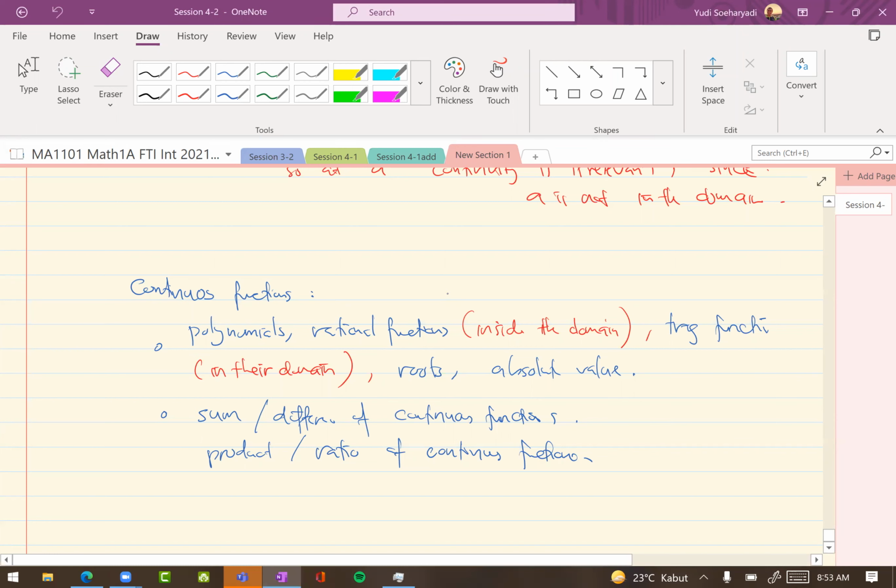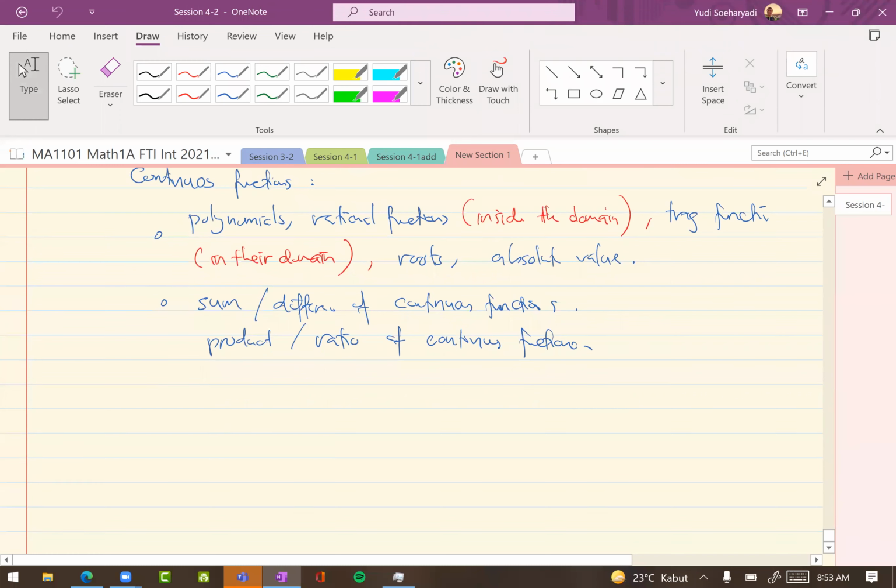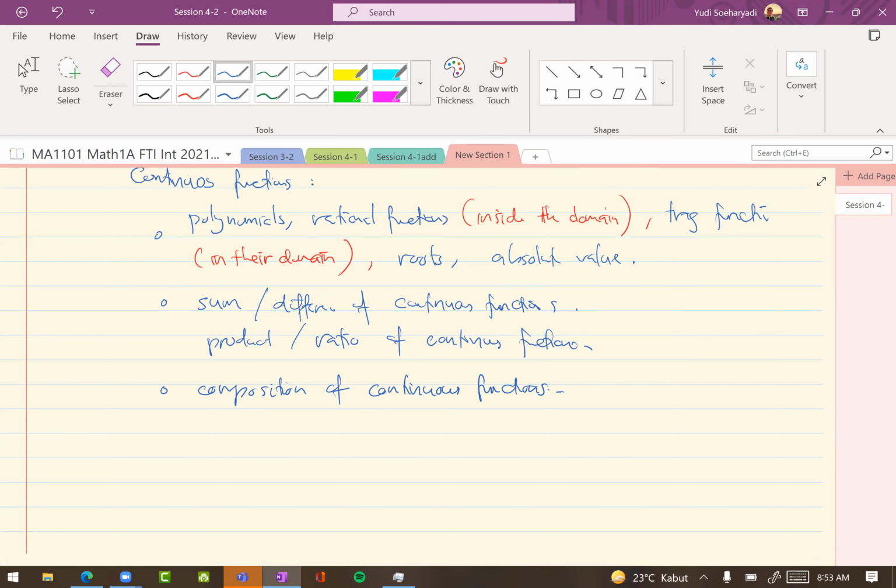Ratio functions. All right, so those are the continuous functions. What else? Also the composition of continuous functions. It's also continuous.